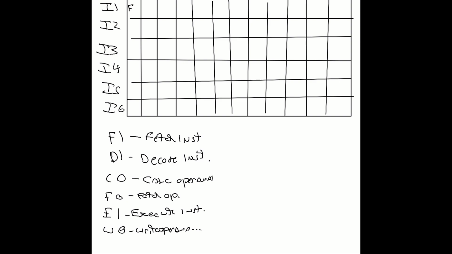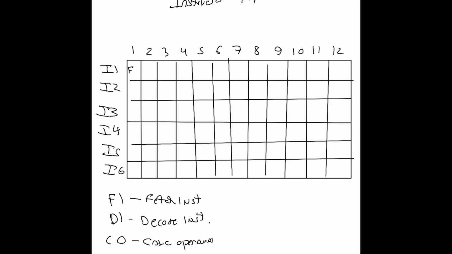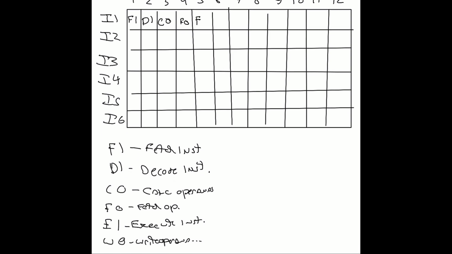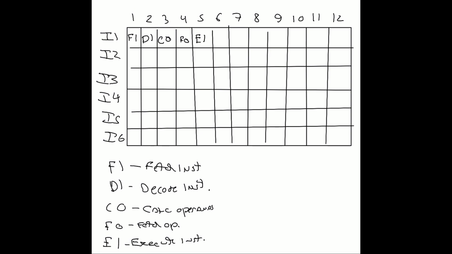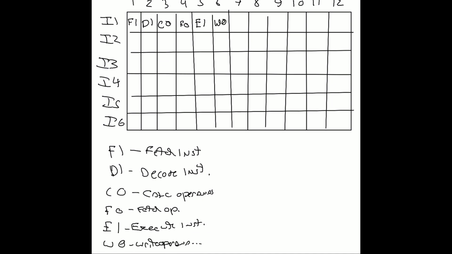Finally, we have an execute instruction, which again performs the indicated operation and stores the result, if any, in the specified destination operand location. And finally, write operand again is just to store the result in memory. So if we're just doing this without pipelining, in clock cycle 1, we fetch the instruction. In clock cycle 2, we decode the instruction. Then we compute the operands. Then we fetch the operand. Clock cycle 5, we execute the instruction, and finally in clock cycle 6, we write the output, or write operand.